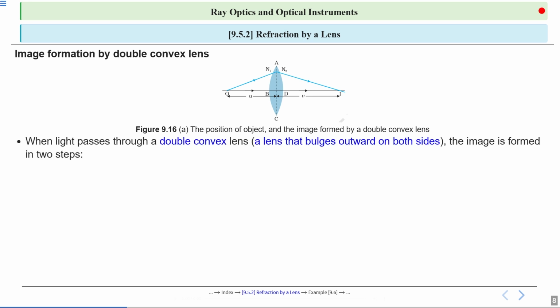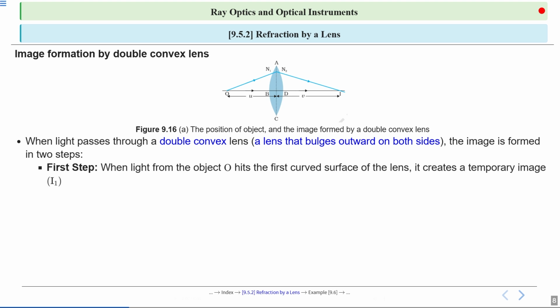Now, when light passes through a double convex lens, a lens that bulges outward, that means on both sides it is curved outwards. The image is formed in two steps. Okay, there are two steps involving the final image. So first step, when light from the object O hits the first curved surface. What is the first curved surface here? ABC. So when light hits that surface ABC, first refraction happens.